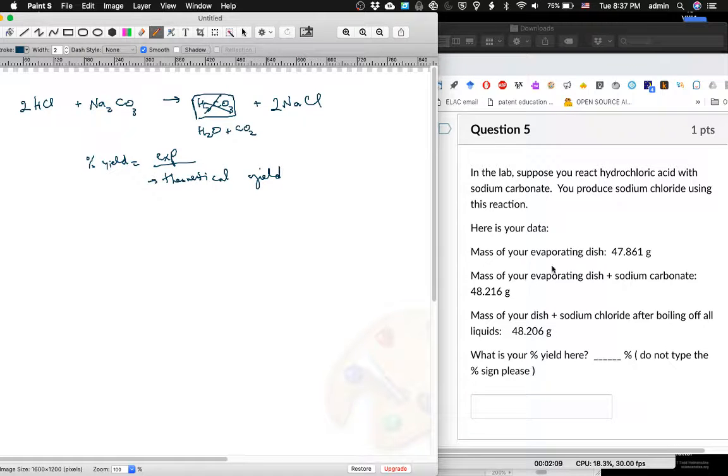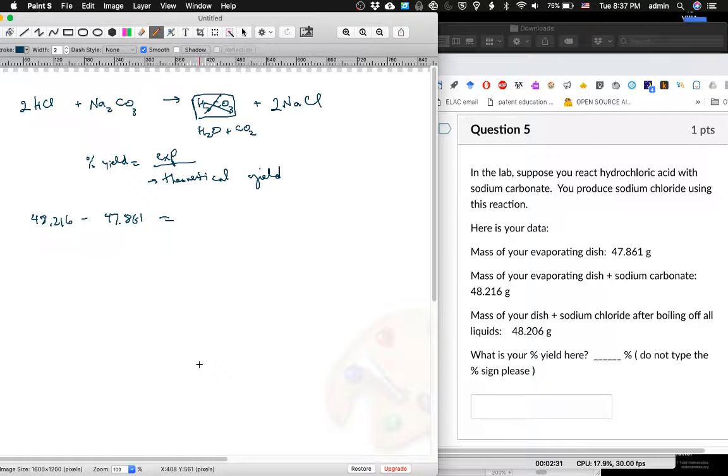So this is the dish plus sodium carbonate. This is just the dish. If you want sodium carbonate, well, you got to get rid of the dish. So subtract this from there. So that is 48.216 minus 47.861. This is in grams.